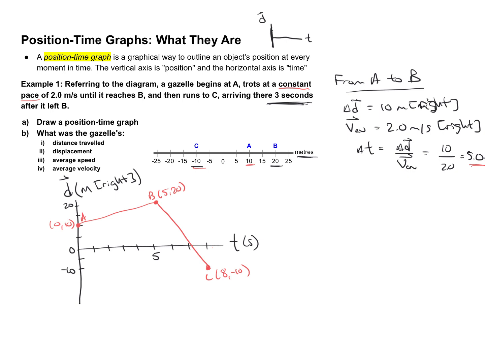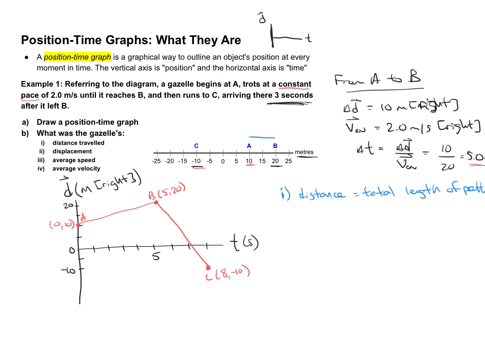Now, part B, we want to know the distance traveled. Okay, so how do we get the distance traveled? The distance traveled, if you remember, is the total length of the path traveled. I'll just say total length of the path. So I can actually just refer back to my original diagram here.